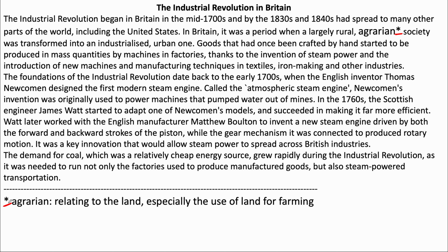For example, in this passage, the word agrarian has a definition at the bottom. It means something related to land or farming. If I want to understand the sentence in the passage where this word is used, I can read it like: in Britain, it was a period where a largely rural, farming related society was transformed.